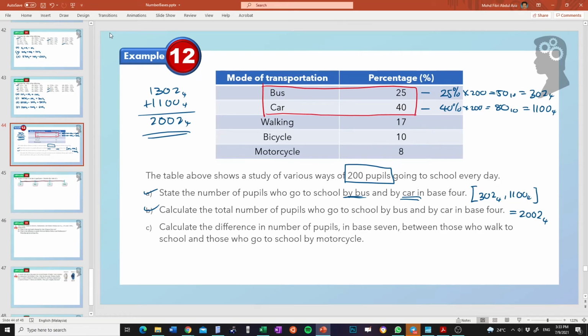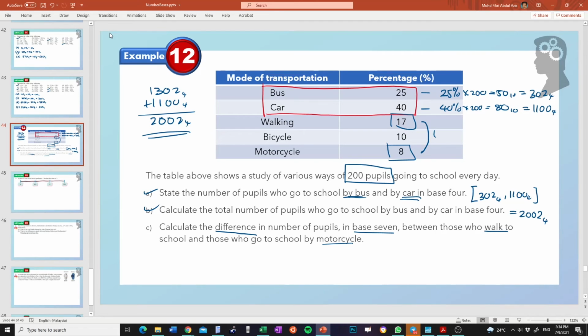Question C. Calculate the difference in number of pupils in base 7. Dia nak difference in base 7 between those who walk to school and those who go to school by motorcycle. Walk and motorcycle. Between this and this. The difference walking and, betul ke? Walk and motorcycle. Okay lah. Alright, what we do is to take the difference, find the difference between these two percentages.